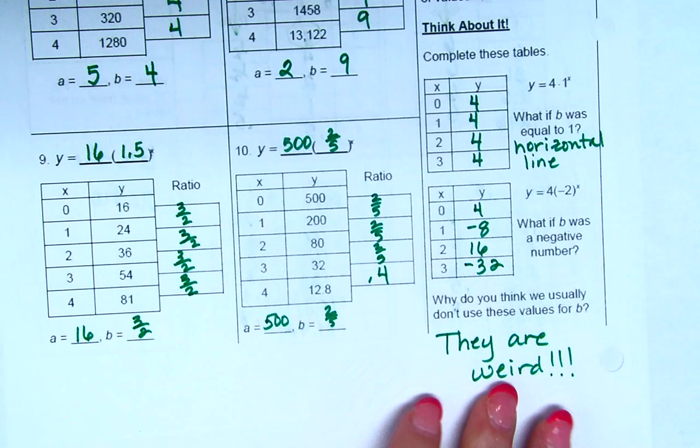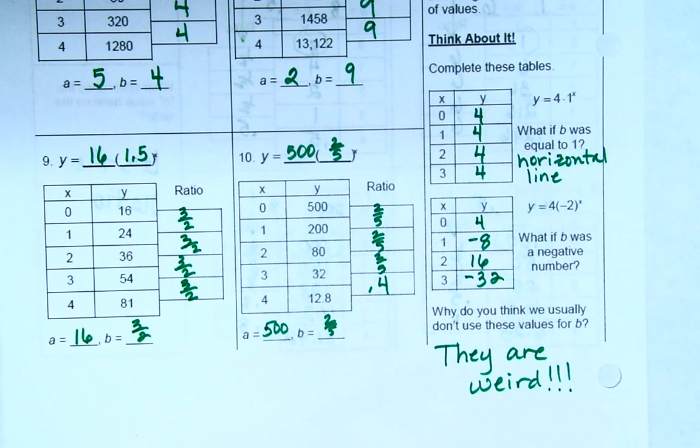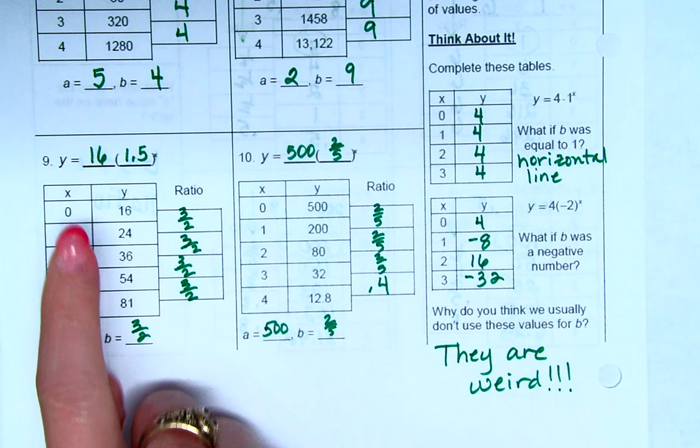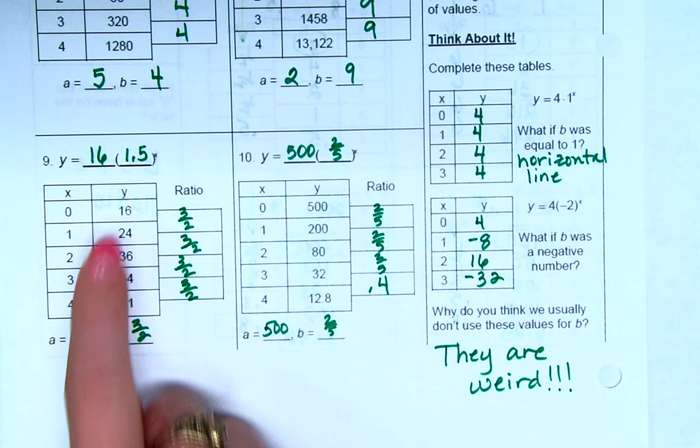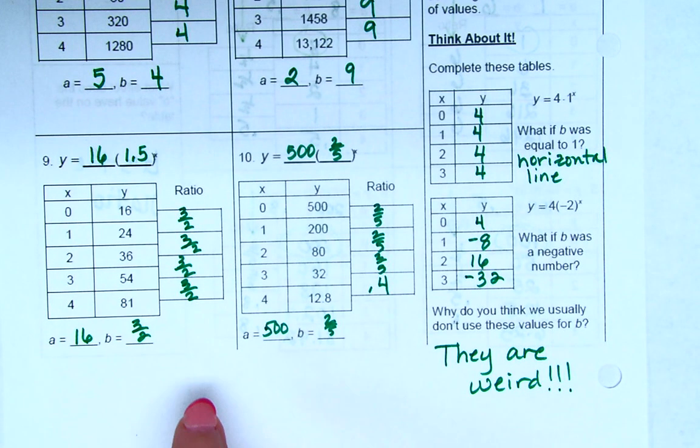So if I gave you a table, can you figure out the equation from the table? Yeah. By looking at what? Good. The x equals 0 to get A, and by looking at the ratio to get B. Do you have any questions? No.